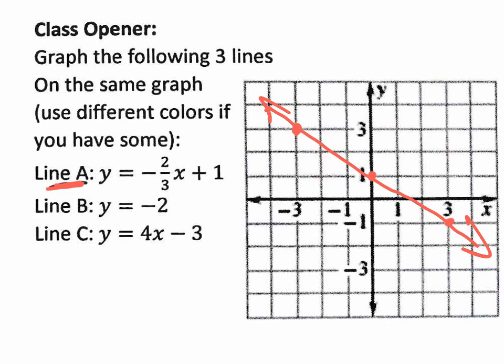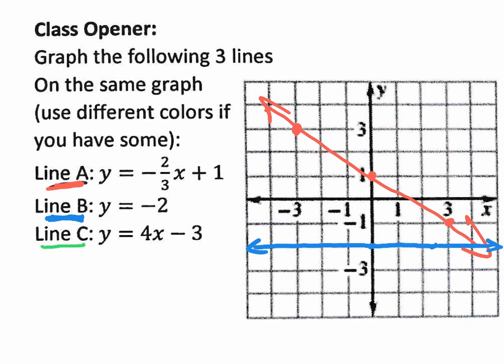Let's graph line B. Line B, I'm going to go in blue. Y equals -2. So that's easy to graph. You simply go to the y-axis, you go to the -2 value, and you draw a horizontal line right through it. Okay? And it goes from one side to the other. Yes, the blue and the red do cross each other. They intersect. But that's not the point.